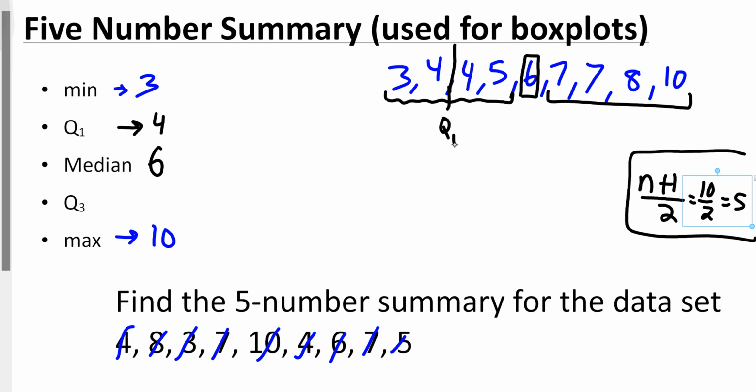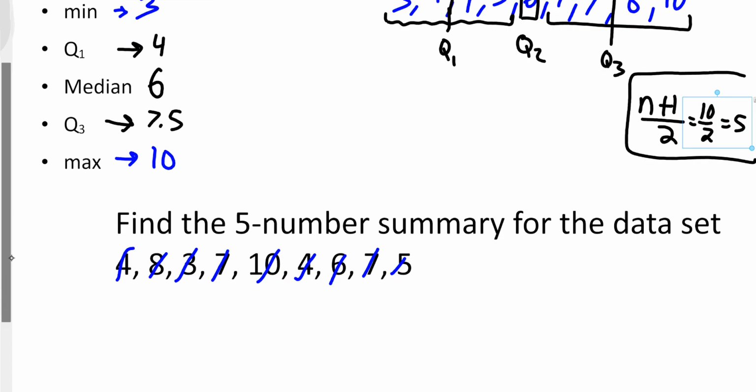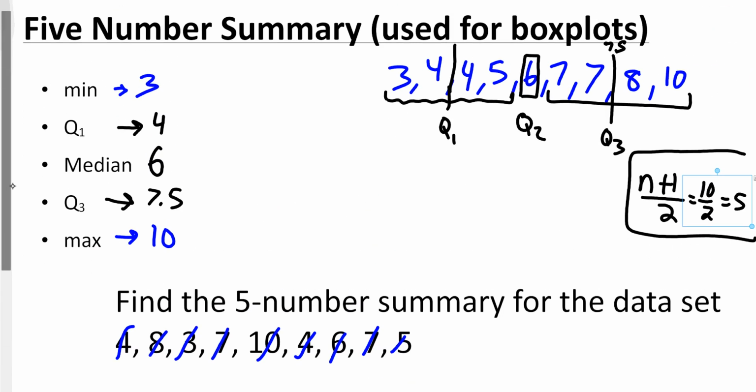This was my quartile 2, or my median. And in between here, between 7 and 8 is 7.5. So my quartile 3 happens to be a value that's 7.5. It's a decimal. That's okay. But that's my 5-number summary. I need those to build my box plot. All right? So we're going to use that next time to actually build a box plot.